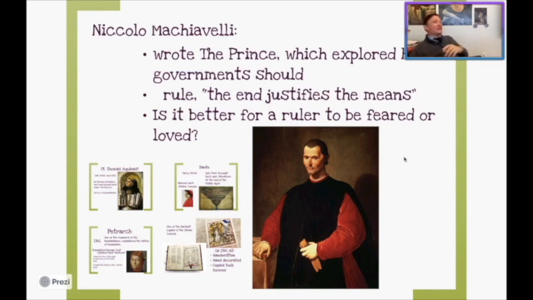And so the thing about it, though, is there's one very important little quote that goes along with this as well, okay? He said that, yes, a ruler must be feared or loved. You should be both, but it's better to be feared. But he also said you shouldn't be hated. Because if you are hated, the people will simply rise up against you and overthrow your government, right?